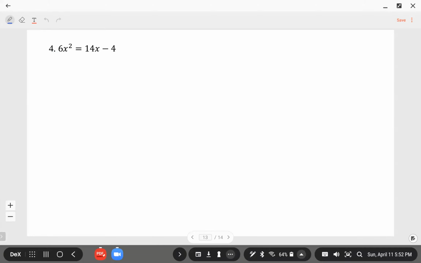Okay, 6x squared equals 14x minus 4. I know, this isn't the form of a quadratic equation, but can't you move the terms to make it a quadratic equation? Kids nowadays. Okay. I'll give you a couple moments to solve this problem. Starting now. 5, 4, 3, 2, 1.